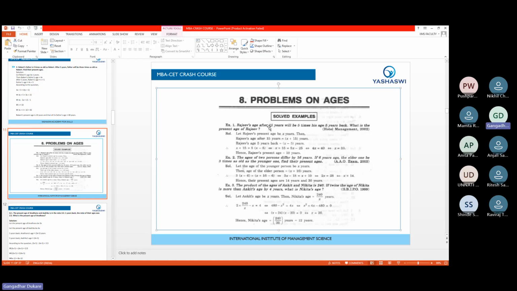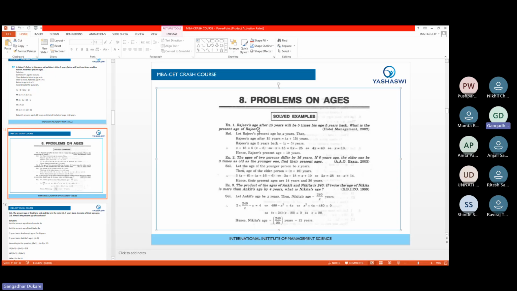Like Raju's age after 5 years, we don't know Raju's present age. So we make an assumption: Raju's present age will be considered as x. Then Raju's age after 15 years we write as x plus 15, and 5 years back we write x minus 5.